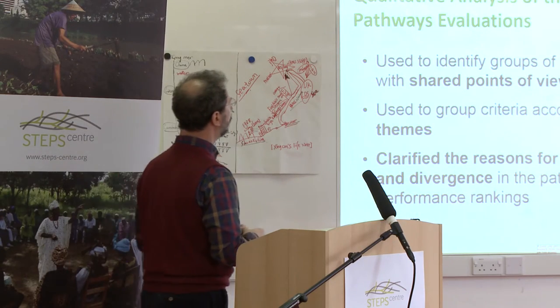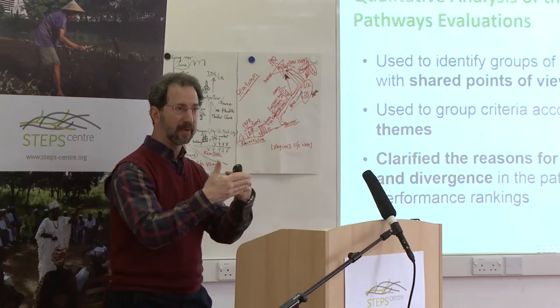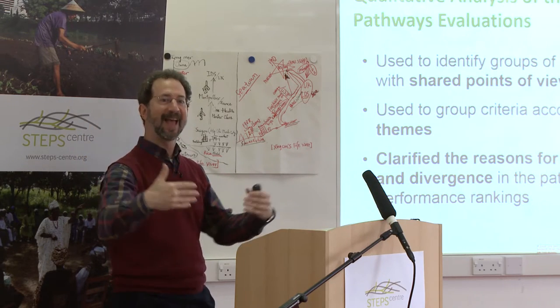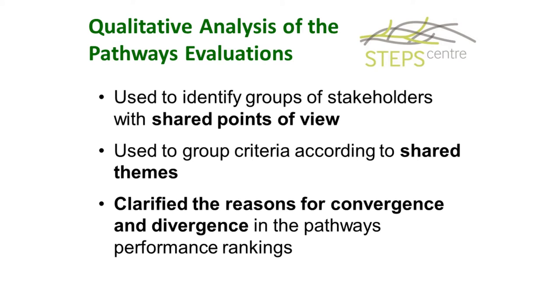So we did some qualitative analysis of the pathway evaluations and then used that to identify some of the groups of stakeholders with shared points of view. Not all the stakeholders are going to come to common agreement about the best pathways, the ways forward from their point of view, but there was a surprising amount of overlap between some of the Nairobi-based informants and the rural-based informants who we were interviewing. And we used that to group the criteria according to shared themes, and then we clarified the reasons for points of convergence and divergence within that analysis to understand those performance rankings better.